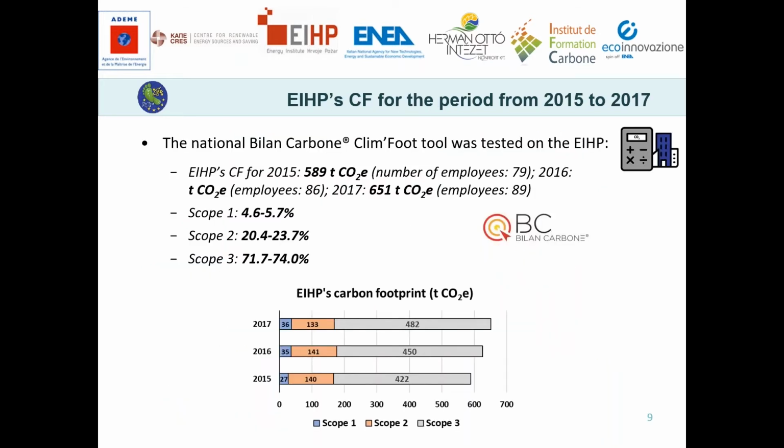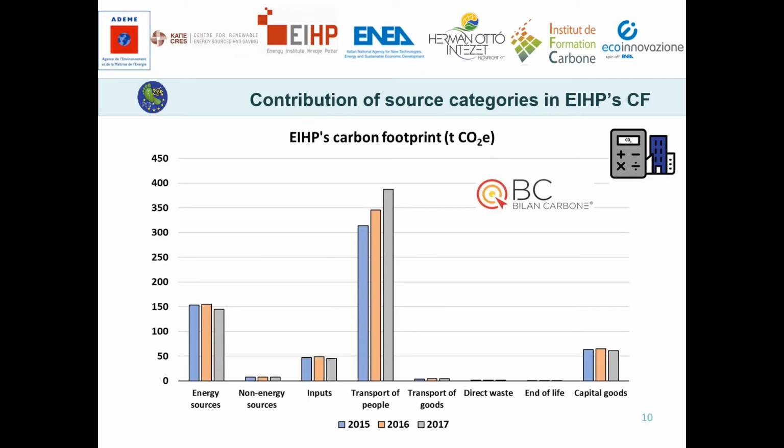carbon footprint. So here are our results for the period from 2015 to 2017, and you can see that we ended up with a single number, which is the most important for us, so we can compare it to previous and after years. And you can see we determined the percentage of the carbon footprint, which ends up in scope 1, 2, or 3. As you can see, we ended up also with the source categories of the emission and their contribution.